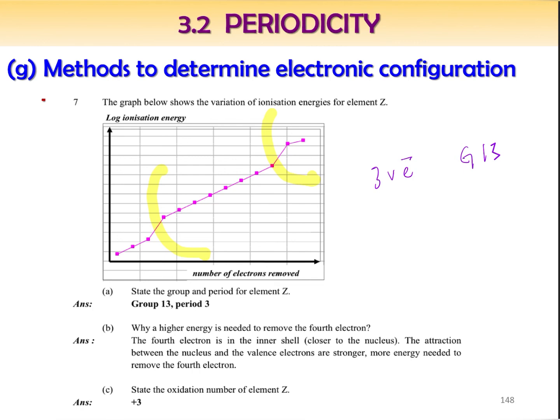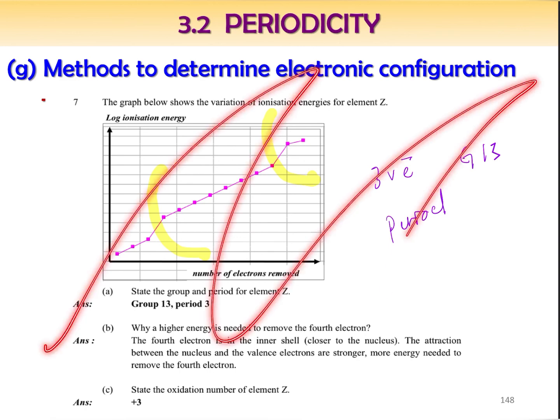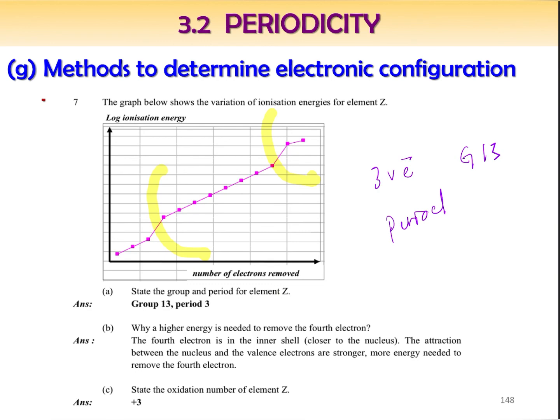Right, so next, macam mana kita nak tahu dia punya period? So ini adalah dia punya outermost shell. This is the second last outermost shell. So macam mana kita nak tahu dia punya period? So ini adalah period, ini adalah shell yang paling luar, yang kedua, and then ni yang ketiga. So maksudnya your value of N ada 3. So the period for this element Z adalah period 3. So this is the answer.